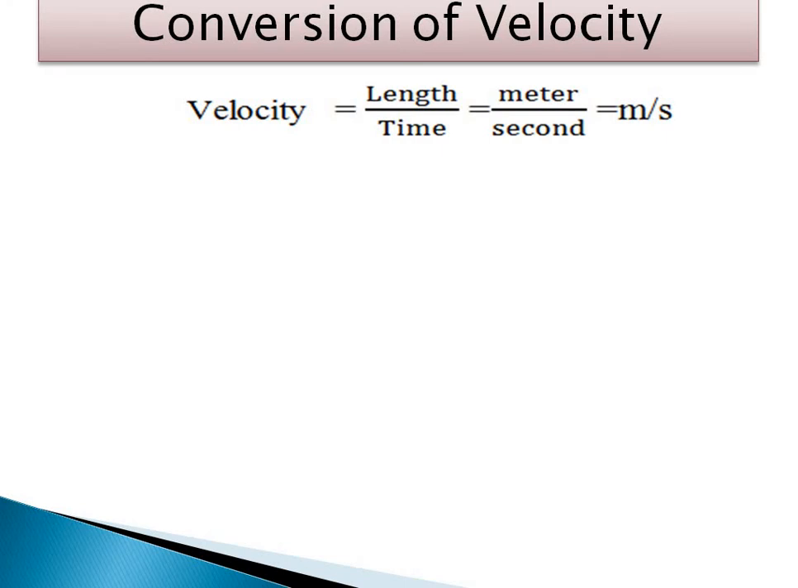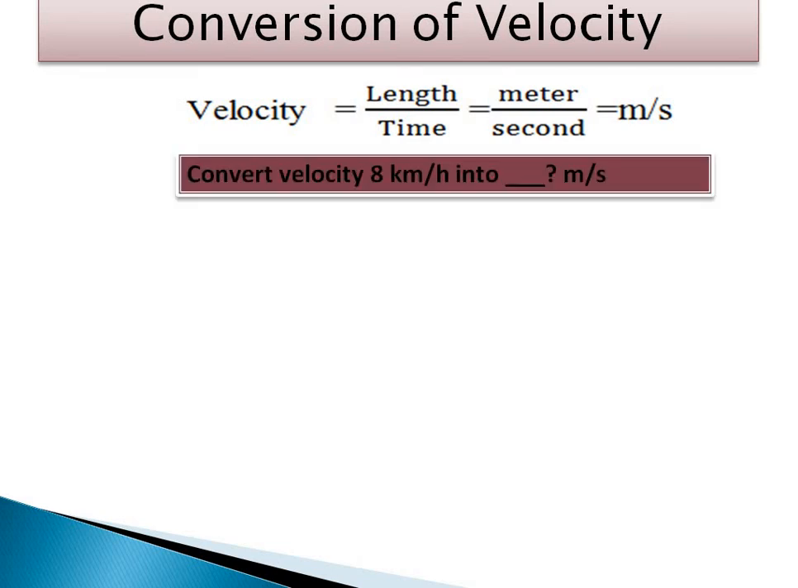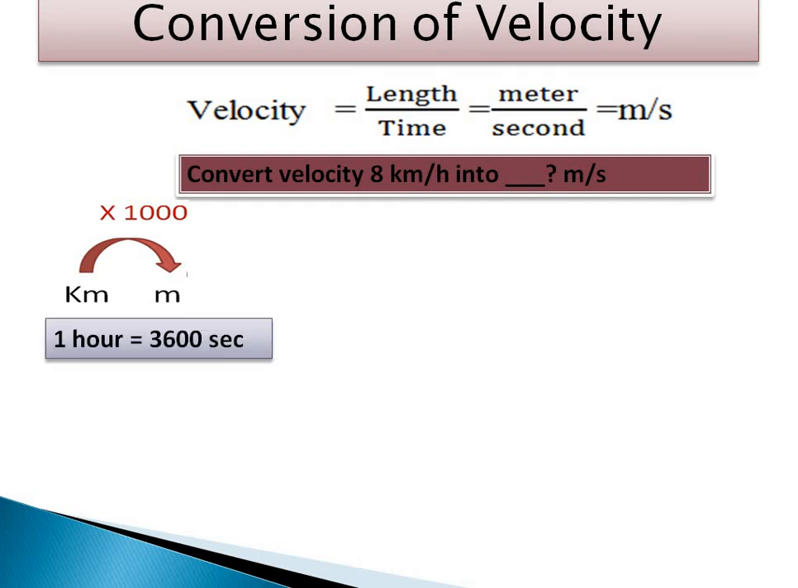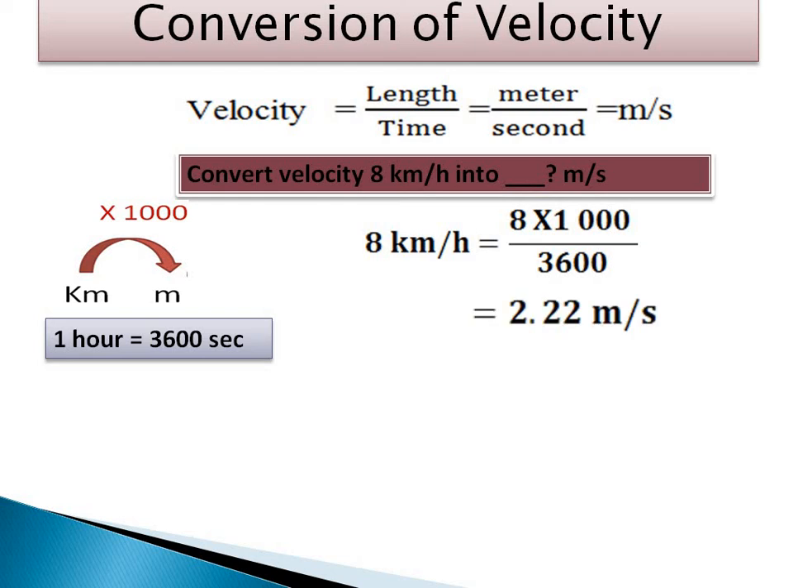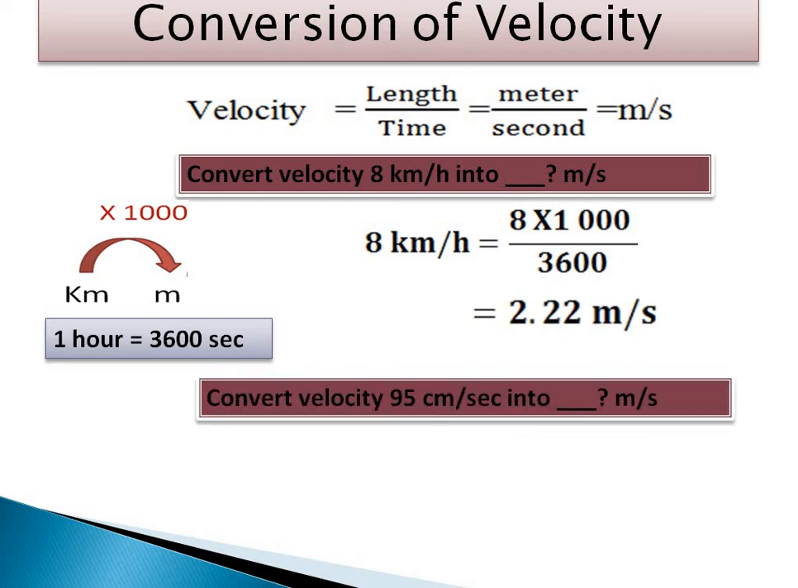Similarly, conversion of velocity. We know that velocity is equal to length upon time, so it is meter per second. So conversion can be given as, for example, convert 8 km per hour into meter per second. So we know that kilometer into meter conversion requires multiplying by 1000, and for 1 hour to second conversion, we know that 1 hour is equal to 3600 seconds. So 8 km per hour can be converted as 8 into 1000 divided by 3600. So it is nothing but 2.22 meter per second.